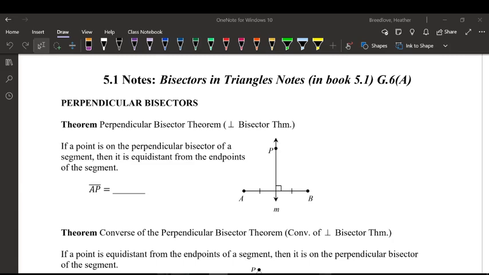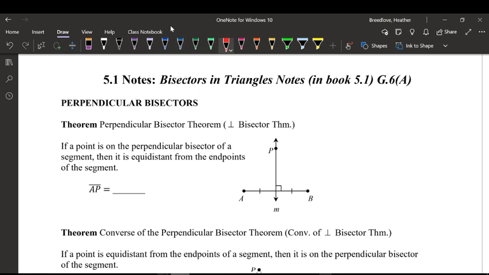All right. So this is 5-1, bisectors in triangles. So it's the different types of bisectors. And we have done isosceles triangles. If you remember, I said an isosceles triangle has the vertex angle is bisected by a perpendicular bisector. This is, again, basically an isosceles triangle without the constraint of it actually being a triangle.